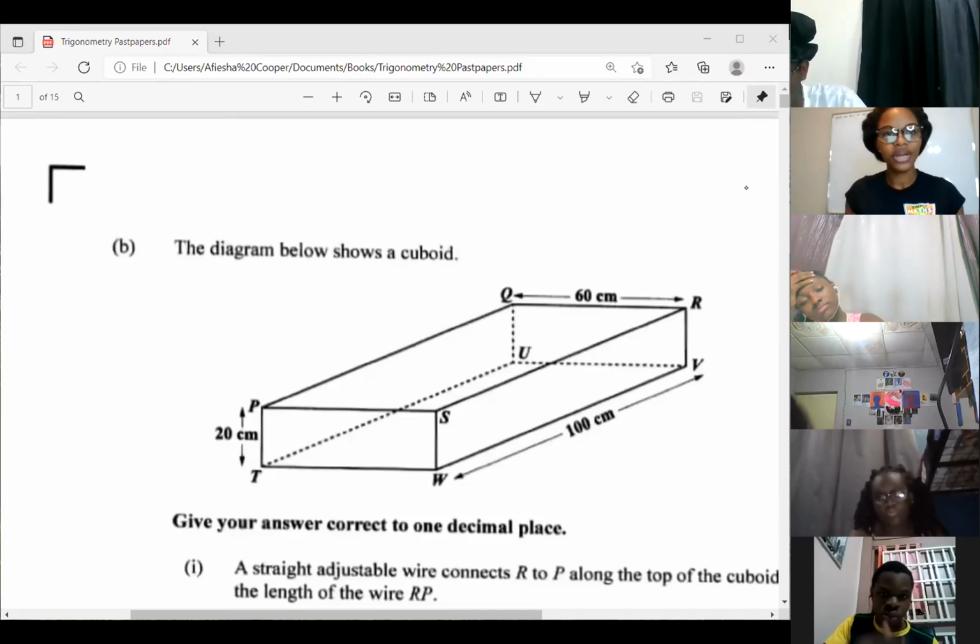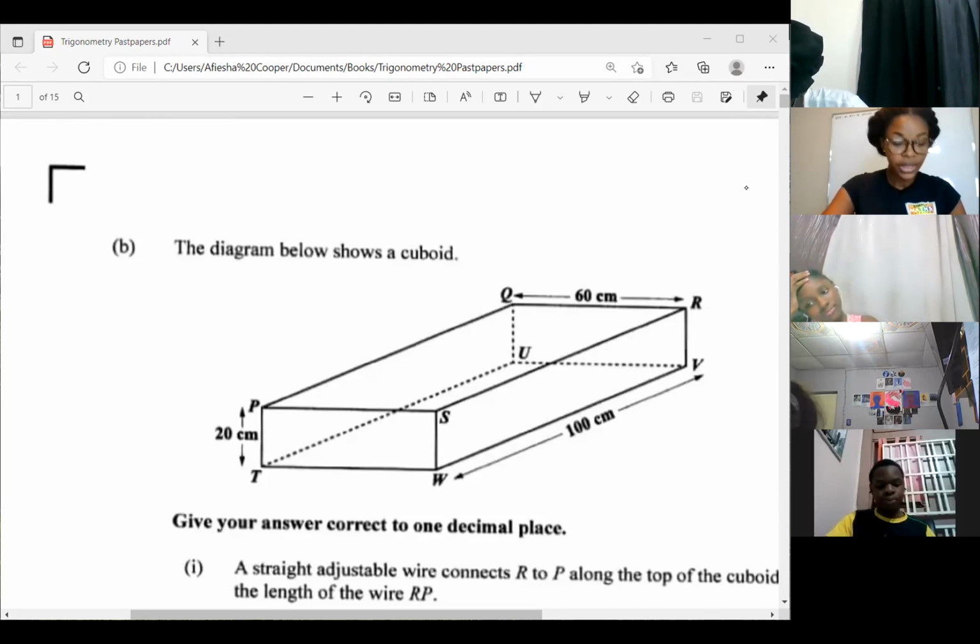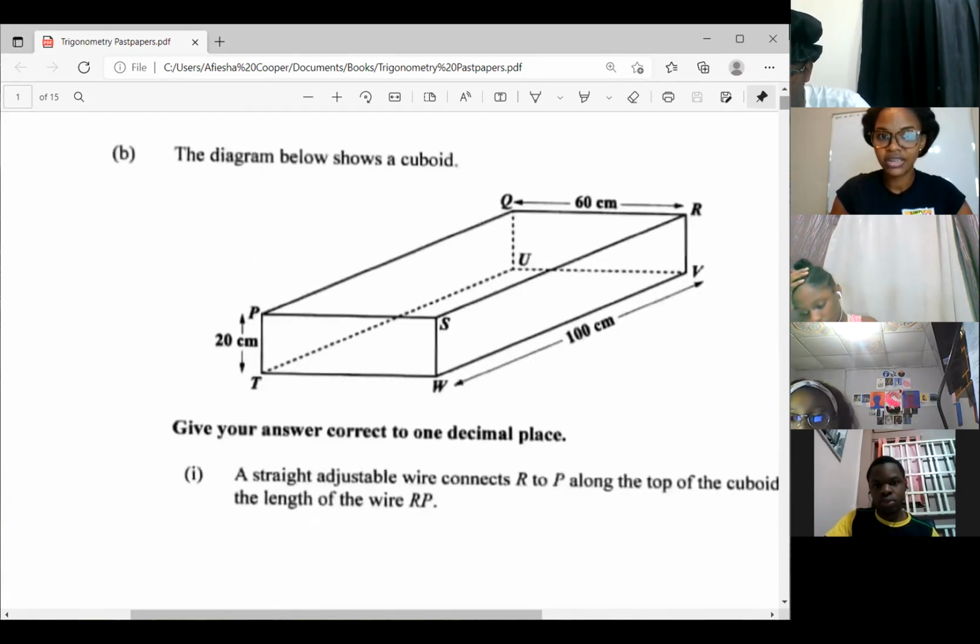Okay, so we are going to do a trigonometry paper today. We have about 15 pages to get through. Let us start. So number one, this first question here was a little tricky. We have to pay attention to it, right?